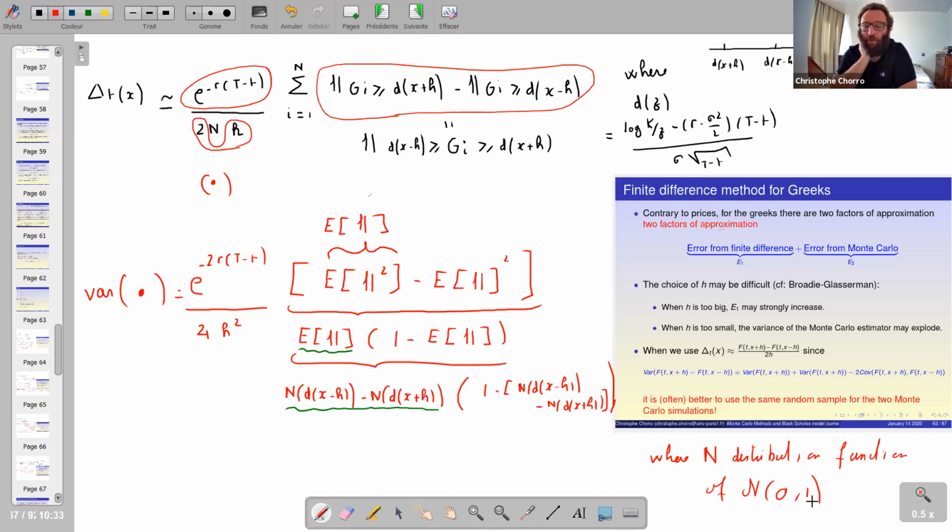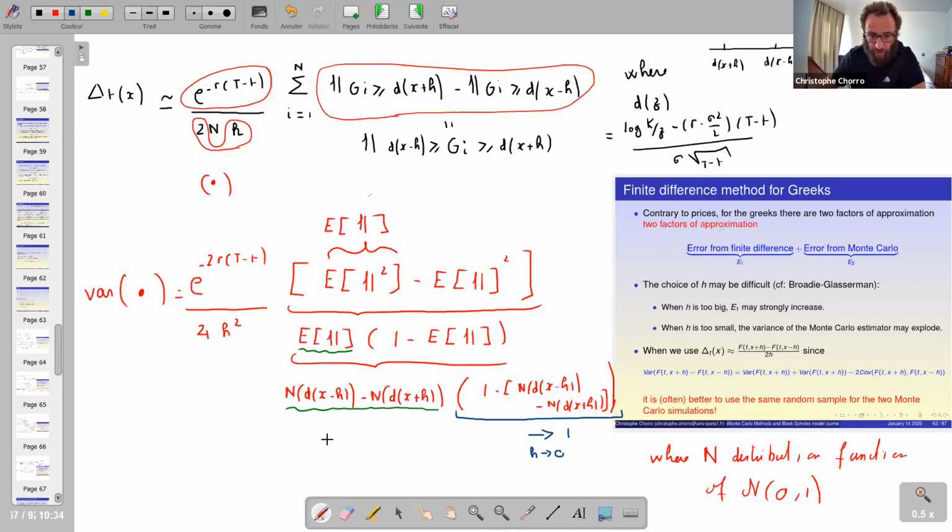So what happened for these quantities here? The first thing I can say is that this one converges toward 1 when h goes to 0, because here this difference goes to 0. So 1 minus this difference goes to 1.